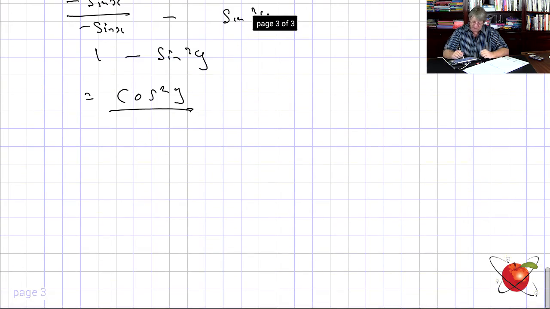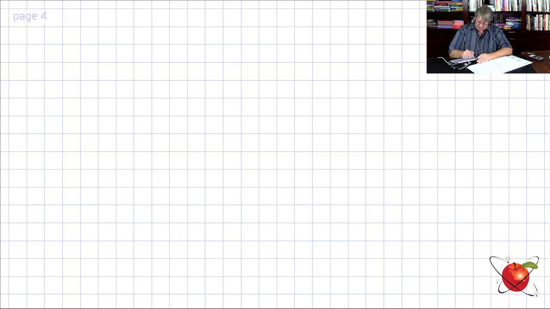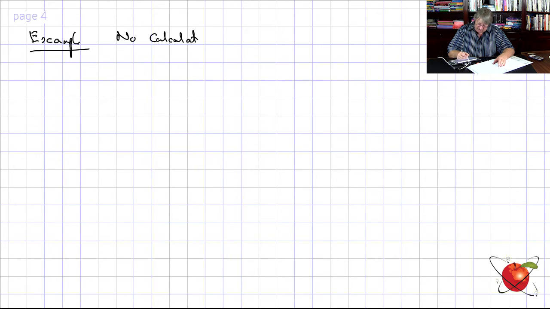Let's do the next one. I've got a few pages of these. They get quite long after this. So let's do this one quickly. I'll start a new page. Here's the example. Simplify without a calculator, and leave the answer in simplest surd form.